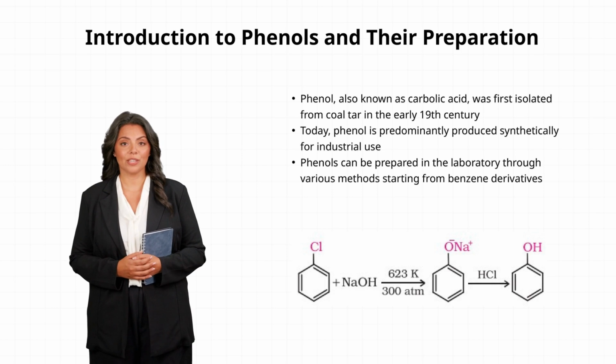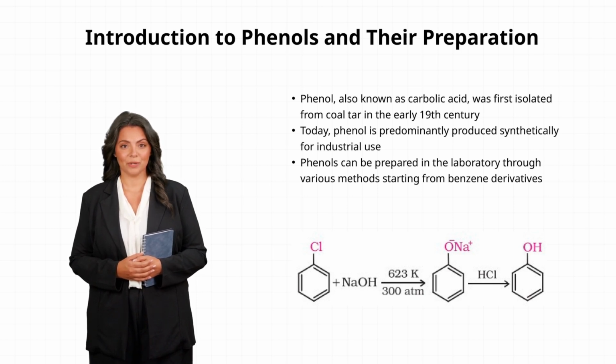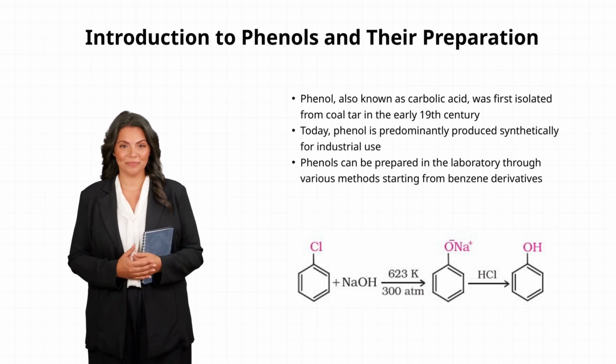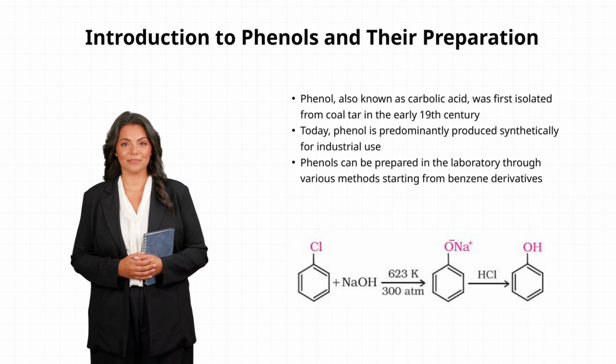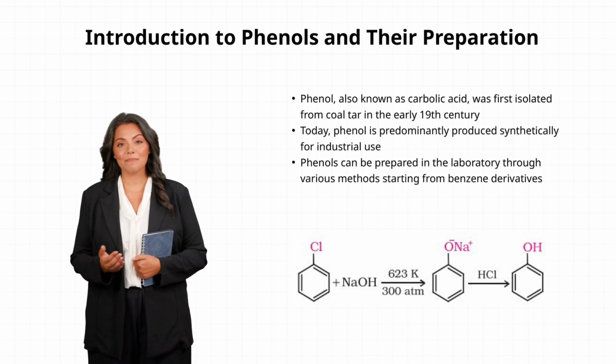One common starting material is chlorobenzene, which includes a benzene ring bonded to a chlorine atom. This molecule is quite stable, so replacing that chlorine with a hydroxyl (-OH) group to produce phenol needs special conditions. As we look at the figure on your screen, notice this conversion involves treating chlorobenzene with sodium hydroxide, or NaOH, under extreme conditions. That means heating at 623 Kelvin, which is about 350 degrees Celsius, and applying a very high pressure of around 300 atmospheres.